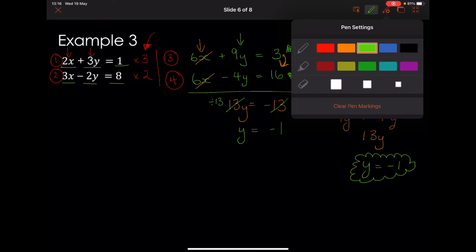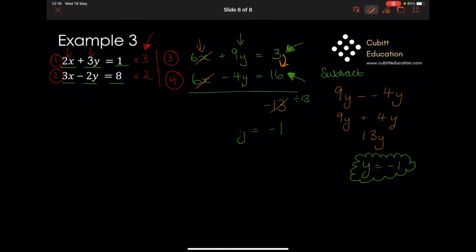Let me just show you what would have happened if I'd done it the other way. I'm going to do it in a different colour. If I'd done 16 take away 3 instead, that would have given me a positive 13. Then I would have done minus 4y, and I would have taken away 9y. Minus 4 minus 9 gives us minus 13, so that would have been minus 13y.